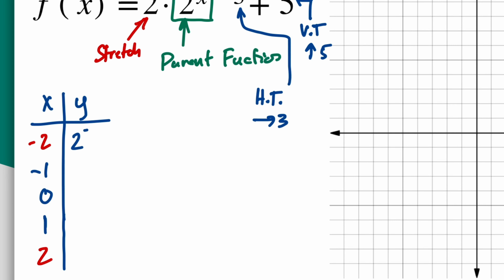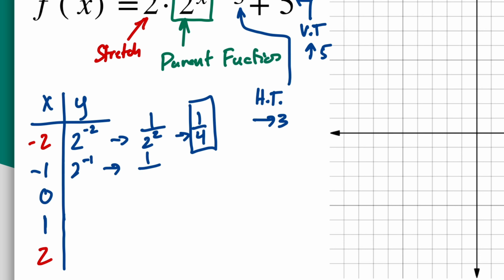We're going to get 2 to the power of -2. Well, we remember with negative exponents, we have to shift it to the bottom. So it's 1 over 2 to the power of positive 2 now, and 2 to the power of 2 is just 4. So we get 1 over 4. That's our first point: -2, comma, 1/4. We do it again. 2 to the power of -1. Okay. We get 1 over 2. We get 1/2. We do it with 0. 2 to the power of 0. That's just 1. We circle these so we can see them.